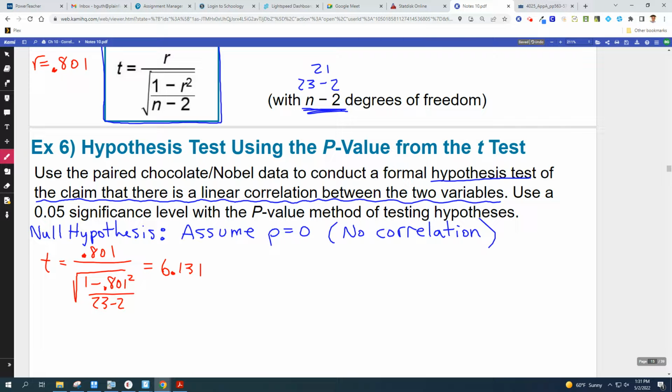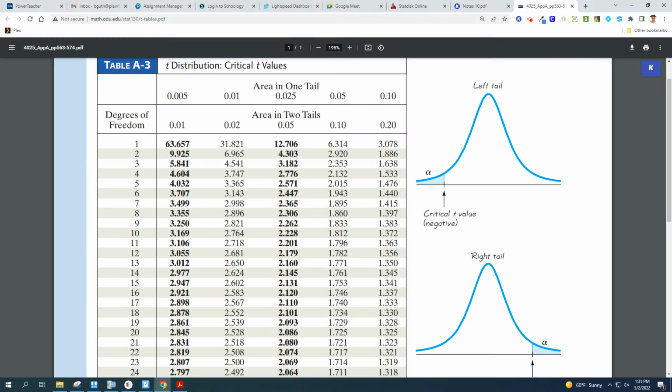So this textbook tells us to use table A3 to look at this number, and it's kind of hard to understand what to do, but remember this number, 6.131. So there's this table, and it's got all this information, but what we would do is find those 21 degrees of freedom. And then what you do is you try to put that number where it would go inside these values right here.